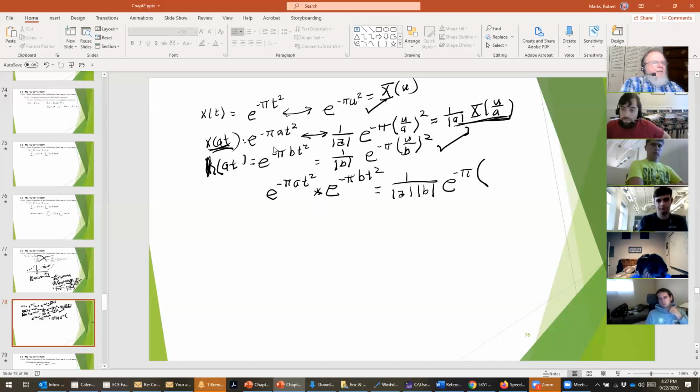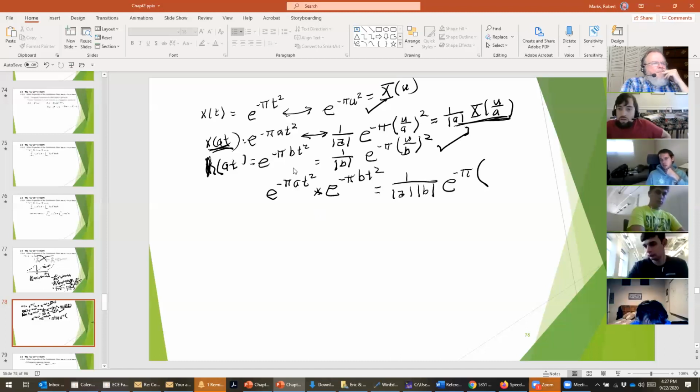So that means... But if you're using the scaling theorem, wouldn't it be a squared? Oh, you're exactly right. Silly me. Yes, you're exactly right. Thank you, Aiden. That would be a squared. Okay, is that better?